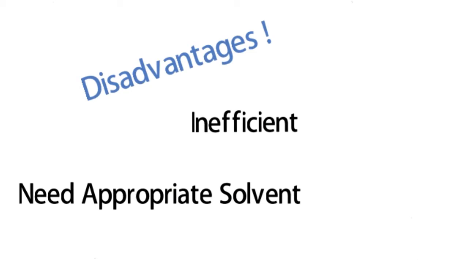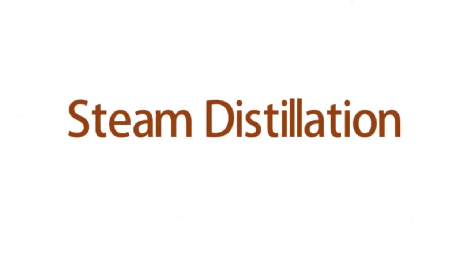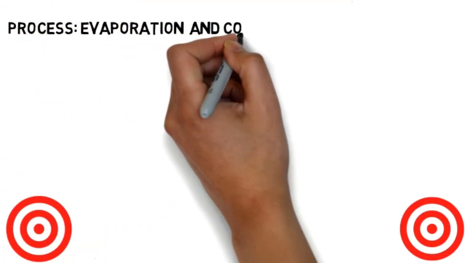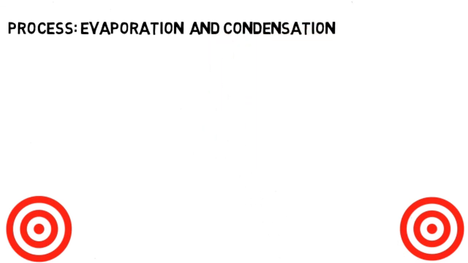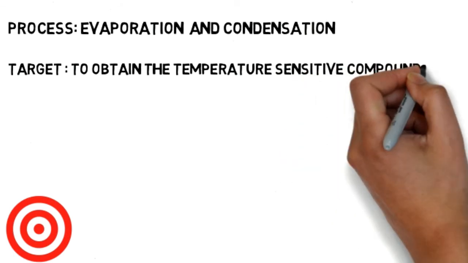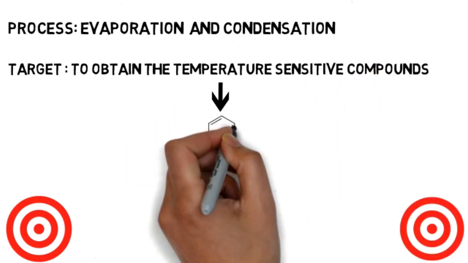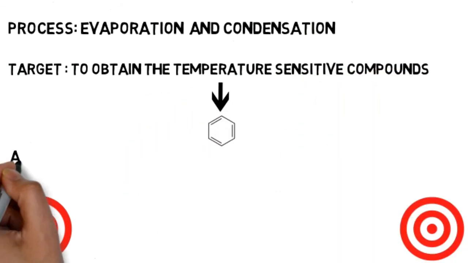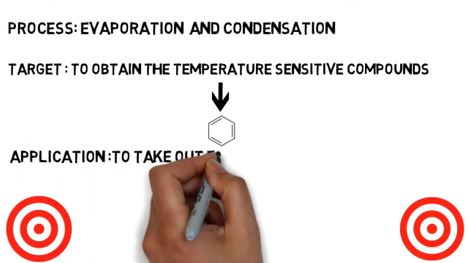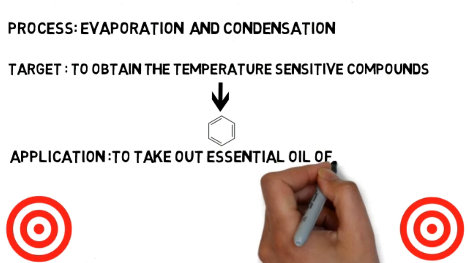So, the second common extraction method is steam distillation. What is the principle of it? Steam distillation is a separation method that uses evaporation and condensation processes. It is usually used to extract or isolate temperature-sensitive materials, like natural aromatic compounds. The common application of steam distillation is to extract essential oil or flavor from plants.